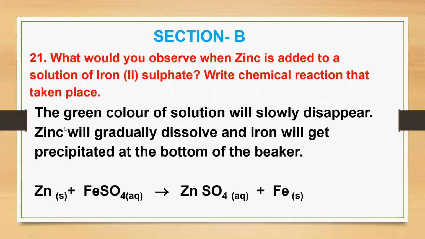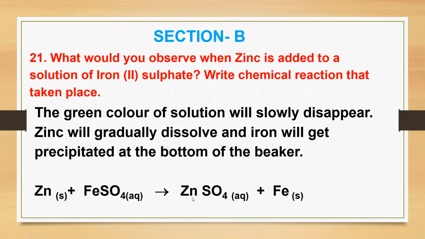Now you see the green color of the solution will slowly disappear. Zinc will gradually dissolve and iron will get precipitated at the bottom of the beaker. Yes, this is the actual displacement reaction. Iron is going to be displaced from the iron sulfate and form zinc sulfate. Zinc sulfate will dissolve in water clearly, but iron will deposit or settle at the bottom as a precipitate. Understood? Iron sulfate is green in color, so the color will disappear because iron sulfate is going to turn into zinc sulfate.